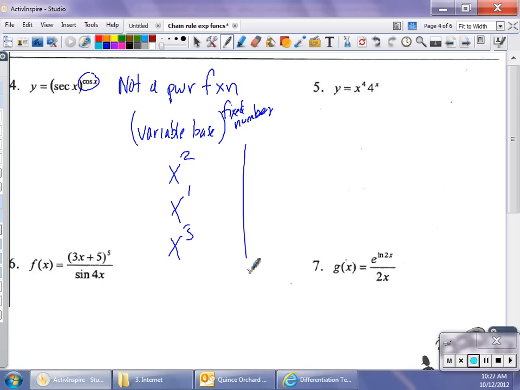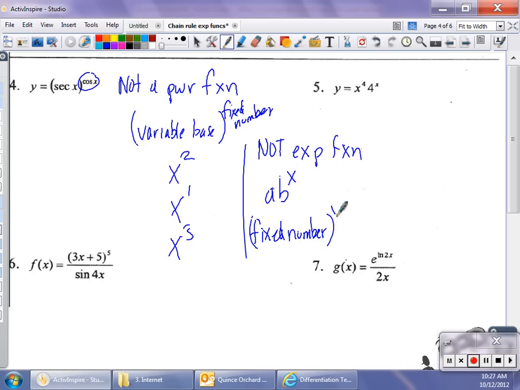It's also not an exponential function. An exponential function is a function of the form a b to the x. In other words, it is a fixed number base raised to a variable power. And so when you look at the base, secant x is not a fixed number. So it's not a power function, it's not an exponential function, so I don't use those rules to find the derivative.